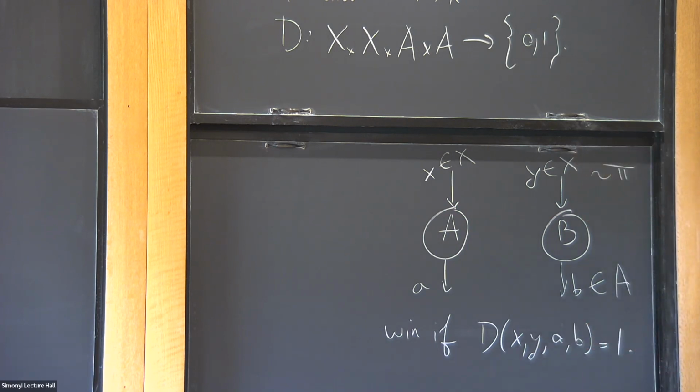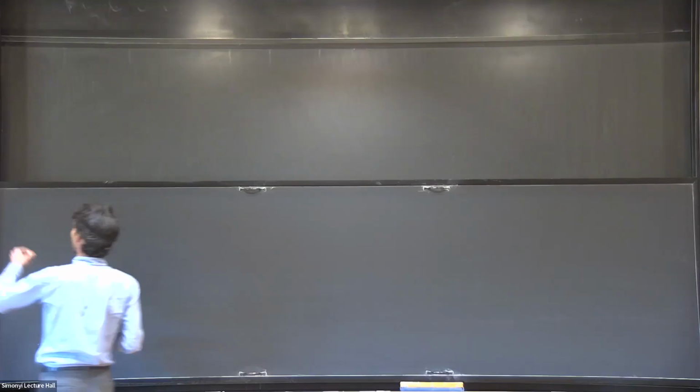In general, given a game, we're interested in figuring out what is the best strategy and what is the maximum success probability of the players. Before I make this a little bit more formal, let me give you an example. So the example is called the magic square game.